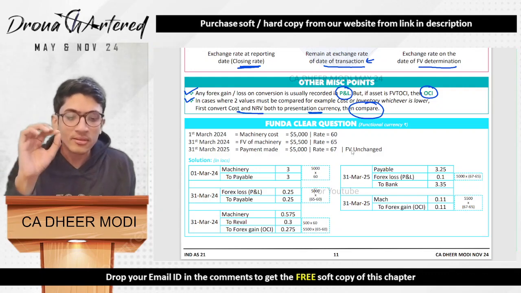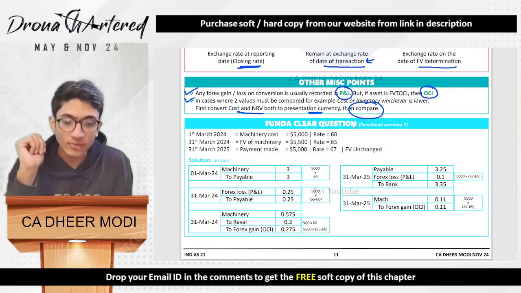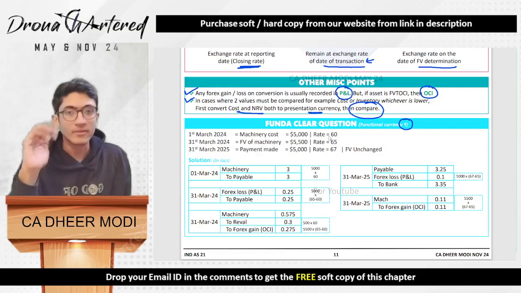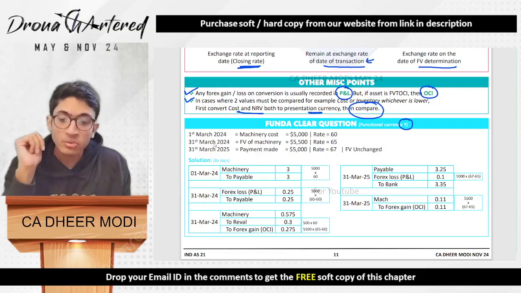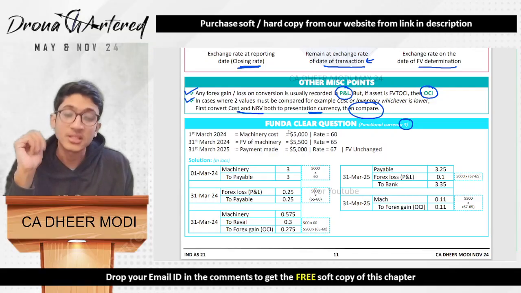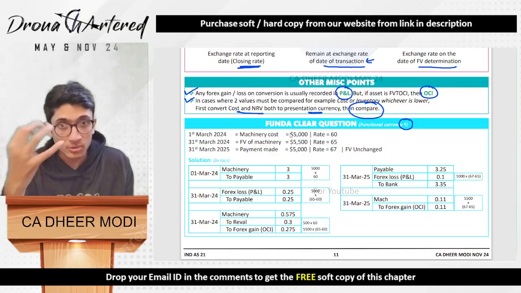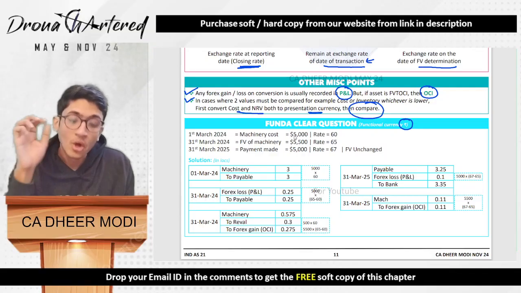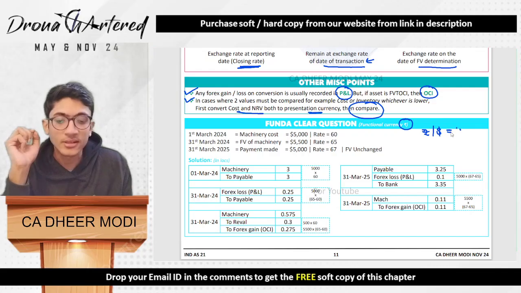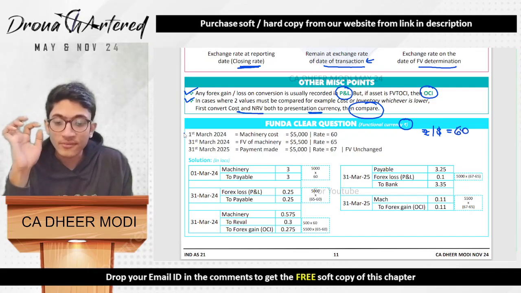Okay, so there is a small question I put in so that it is easier for you to understand. In this case our functional currency is rupee. We call this a funda clear question. On 1st March, you purchased a machinery for $5,000. That means you are basically importing a machinery. On that date, the rate is 60 rupees per dollar. Okay, this is 1st March.